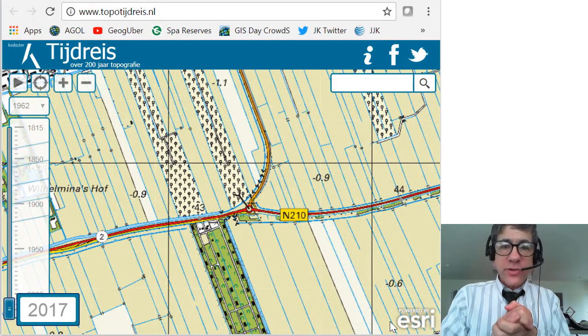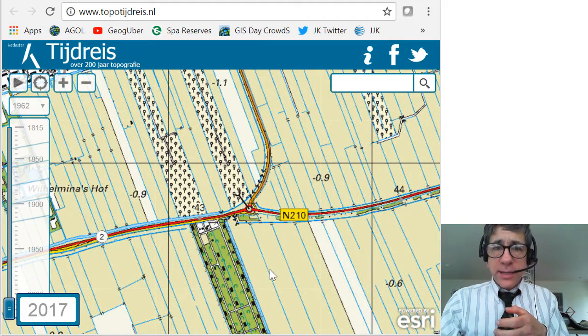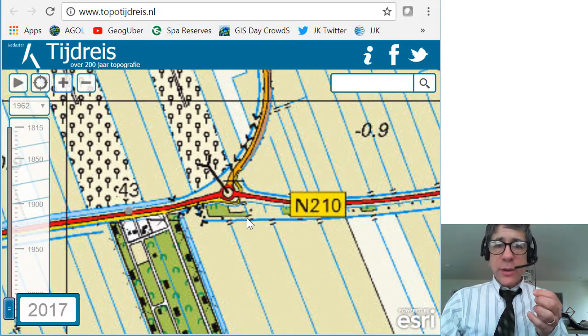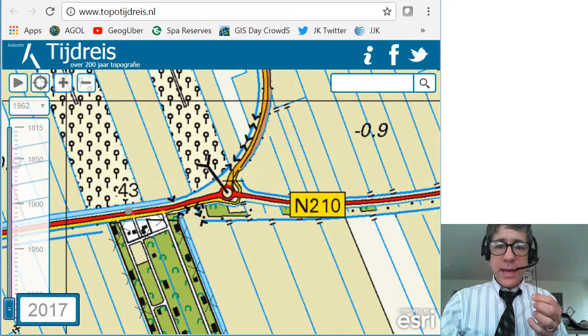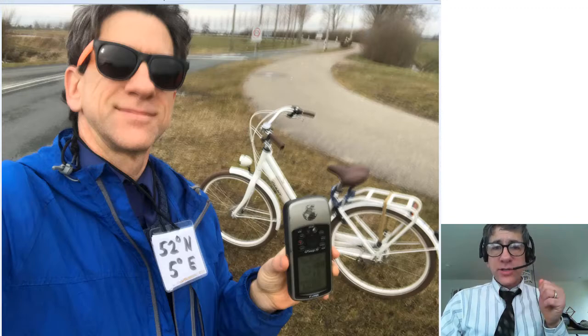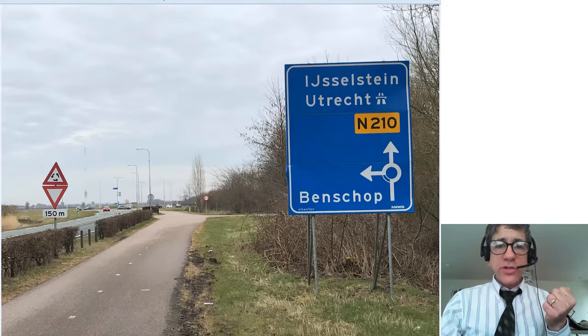This particular one is of interest because I was actually there not too long ago. See this little roundabout that's in the center of the map right here? Okay, so I was there not too long ago. Let me show you a photograph of my visit there. Okay, so here I was. I actually took a cycling trip because when in the Netherlands, you might as well go cycling. That's what you do. So here's me approaching the roundabout.